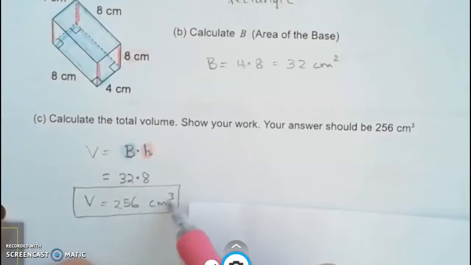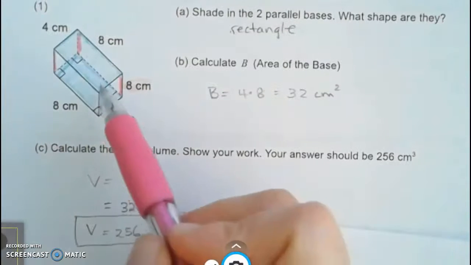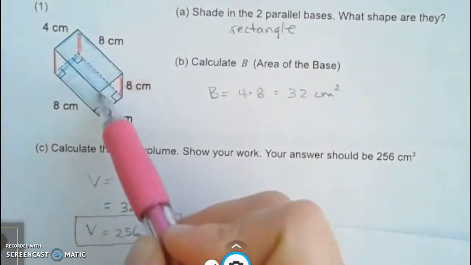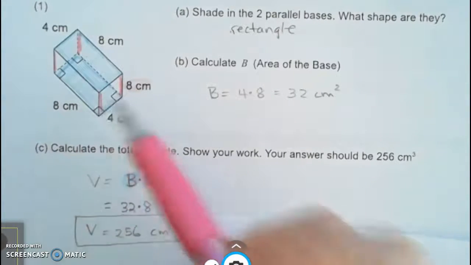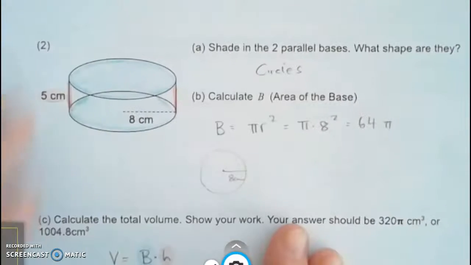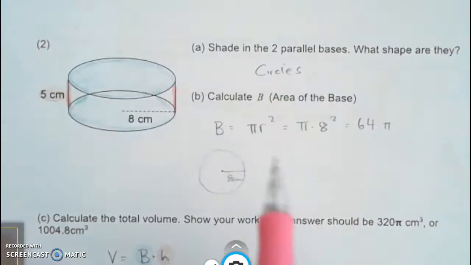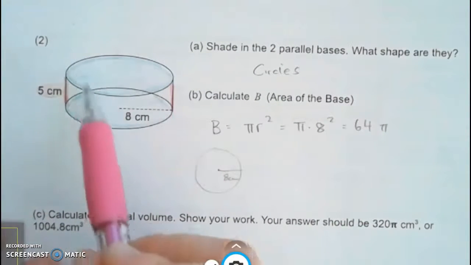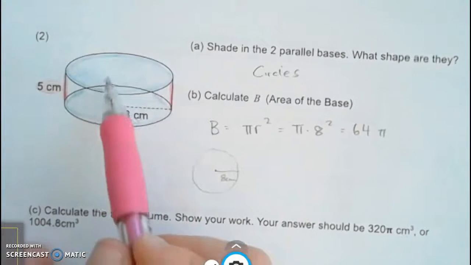Remember, the unit for volume is going to be whatever the linear unit is to the power of 3, because you're actually multiplying 3 different dimensions. You're multiplying 1 dimension, 2 dimension, and 3 dimension. That's why it's 3D. All right, the next we have a cylinder, and the 2 base shapes are circles.